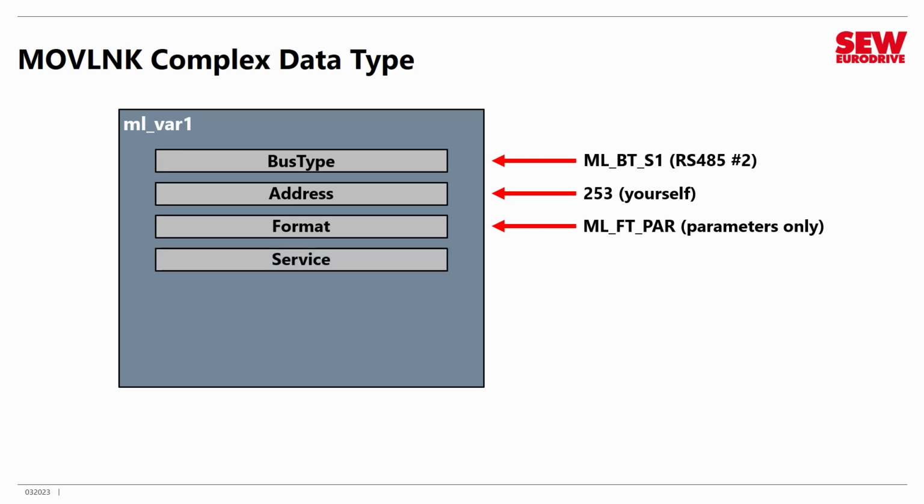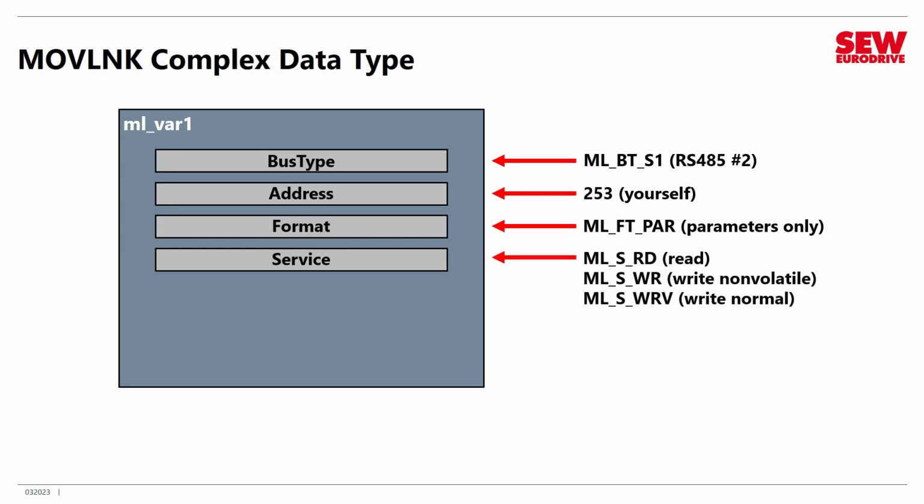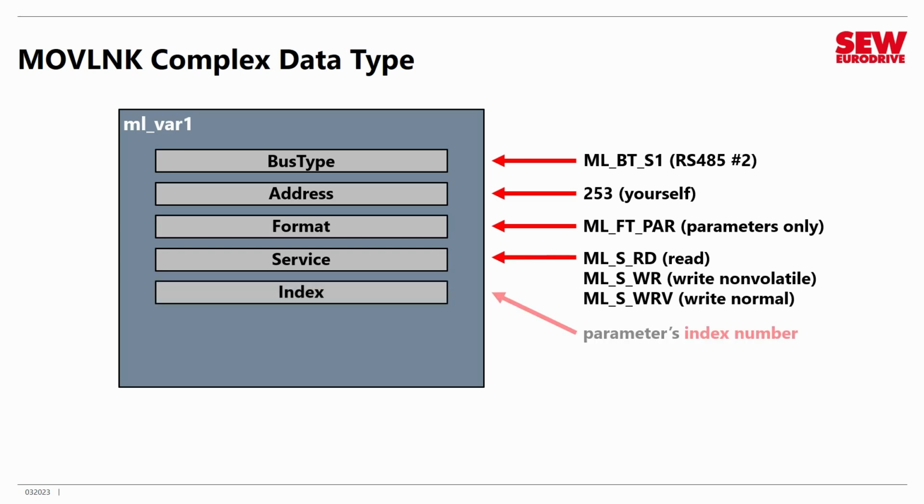The next one is called service, and we pass it one of three parameters depending what we're doing. We use MLSRD if we're reading a parameter, MLSWR if we're writing a non-volatile parameter, and MLSWRV if we're writing a normal parameter, which is the one we'll probably use most of the time. Then there is a variable called index, and we have to give it the parameter's index number. I will show you how to find that out. That's a fairly large number, and every single thing in a MoviDrive B has its own individual index number. I'll show you how to find these, and you pass it in.